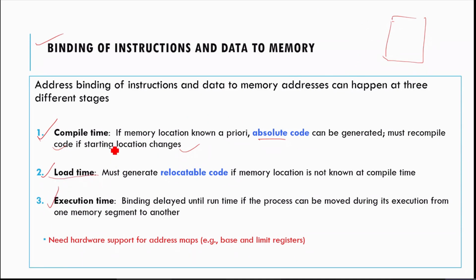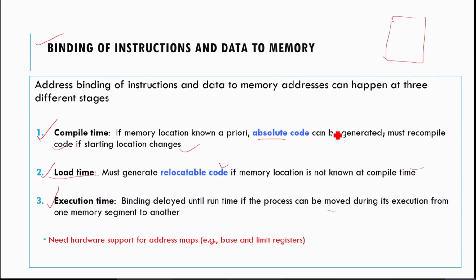Next one is load time, I will also explain with an example. Here we must generate relocatable code if the memory location is not known at compile time. I am not aware of the exact location of my memory, so at the time of loading I will assign it, not now. That we call relocatable. At execution time, binding is delayed until runtime if the process can be moved from one memory segment to another during its execution.